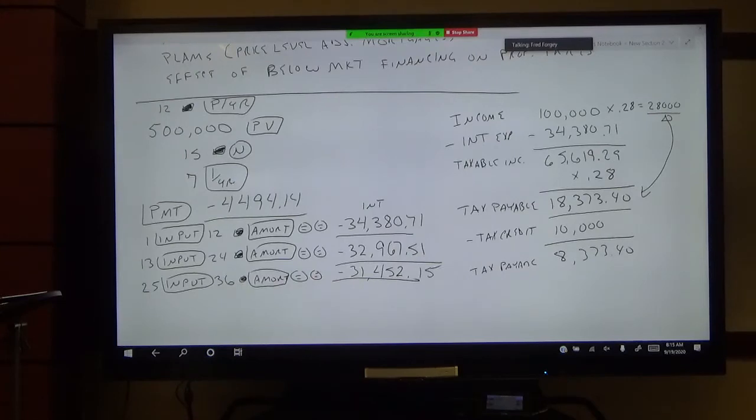Okay? So my point with that is, if you had to choose between getting a tax deduction versus a tax credit, what would you choose? Which one's going to give you the bigger bang for the buck? Credit. A tax credit, okay?